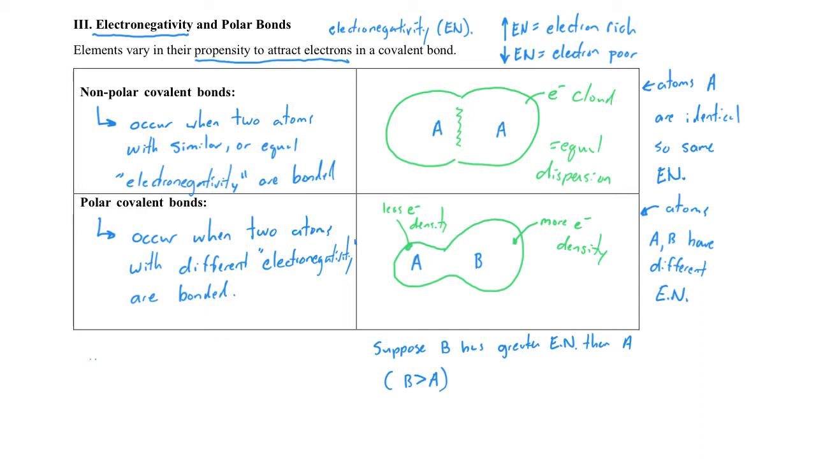Now, we're going to go to the next page, where I'm going to show you how you can actually know which atoms have greater electronegativities than others, so that you can predict when you're looking at something whether you're going to say that's a polar covalent bond or a nonpolar covalent bond, just by looking at it. So let's take a look at the next page.